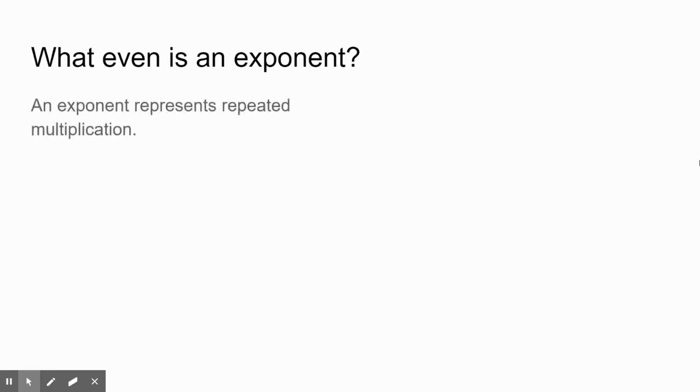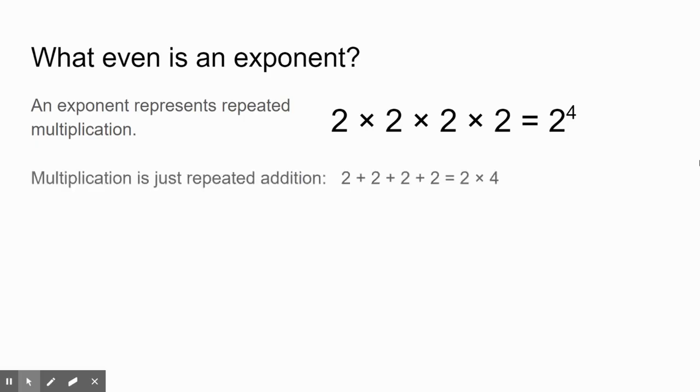An exponent is just something that represents repeated multiplication. For example, we could have 2 times 2 times 2 times 2, which we could represent as 2 to the 4th power. That 4 is our exponent. This is very similar to multiplication. I'm sure at some point you've learned that multiplication is just repeated addition. If we had 2 plus 2 plus 2 plus 2, that would be the same thing as 2 times 4. This is just the next level up: 2 times 2 times 2 times 2 is 2 with an exponent of 4.